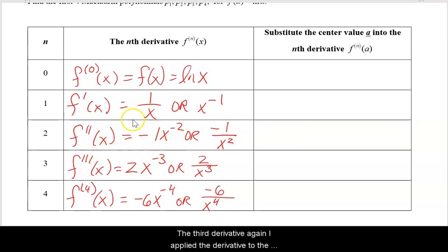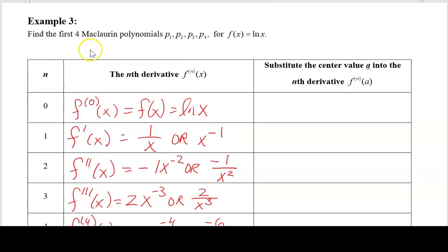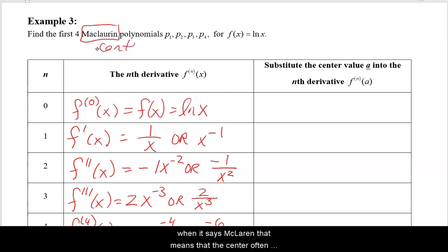The third derivative, again I applied the derivative to the power form, which gave me a positive 2x to the negative 3, or positive 2 divided by x cubed. Taking the derivative again, I get negative 6x to the negative 4, which is a negative 6 divided by x to the fourth. What is the center for this polynomial? Note that we have the word Maclaurin in the directions. When it says Maclaurin, that means that the center, often written as lowercase letter a, is 0.